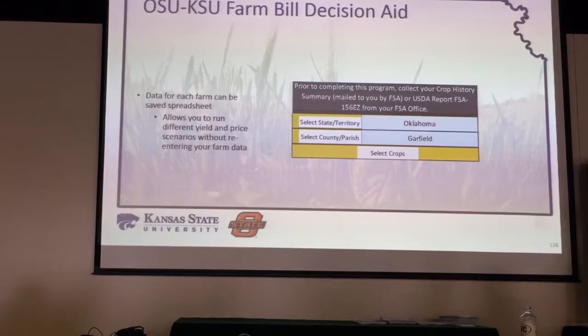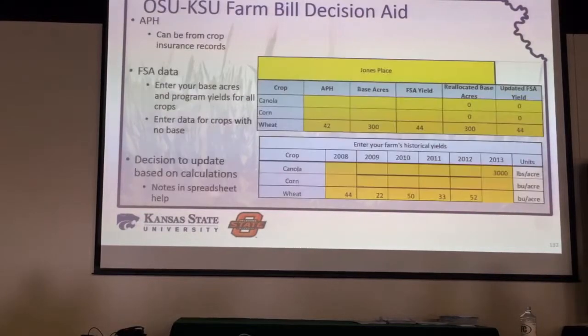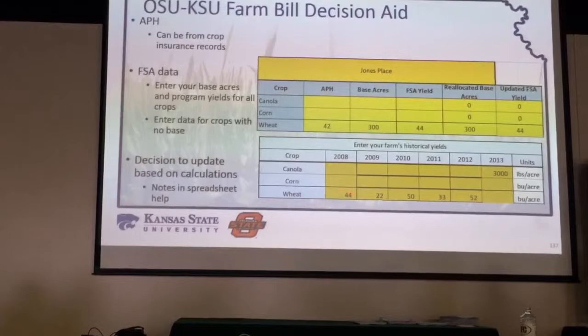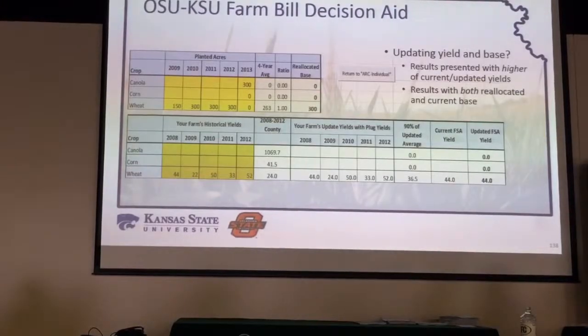In this case, I picked Oklahoma, and I picked Garfield County in Oklahoma. You would simply go in and enter your numbers, APH, base acres, etc. You would also enter in your historical yields. And it takes those historical yields and calculates what your updated base acres would look like and what your updated payment yield would look like.